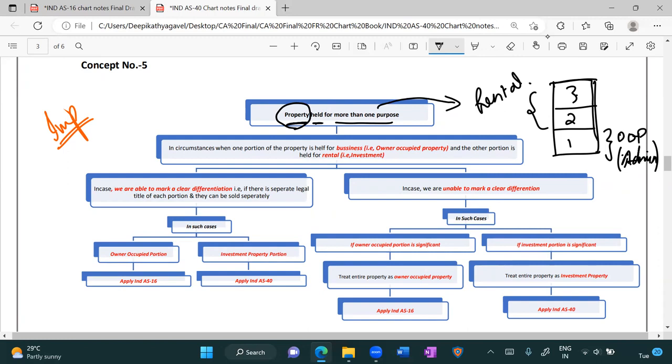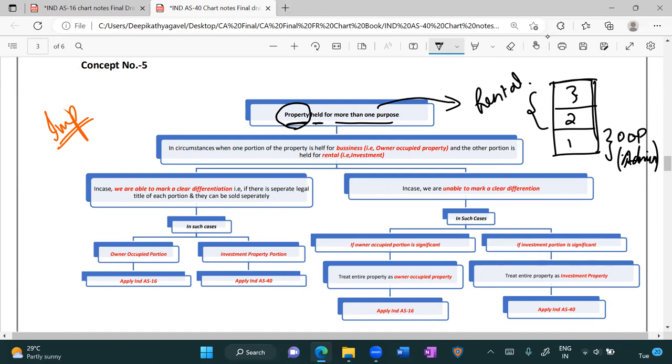Now, we are asking the standard, how do we treat this particular property? Should we classify it under IND-AS 16 or should we classify it under IND-AS 40? Because obviously, for the first floor, what is applicable? IND-AS 16 is applicable because it is an owner-occupied property.